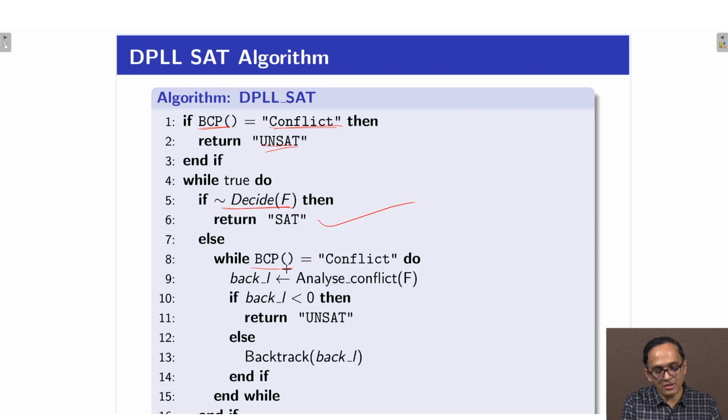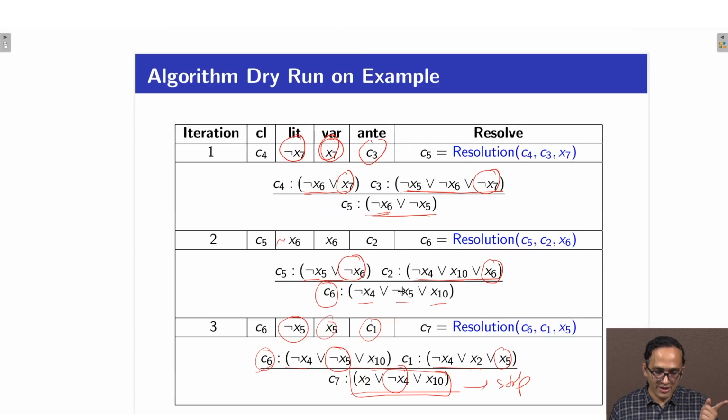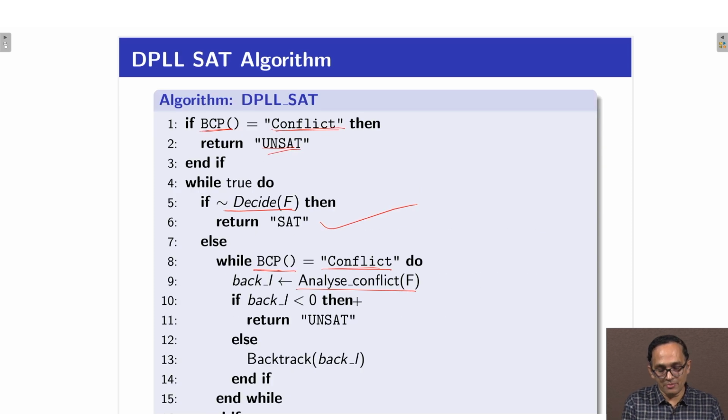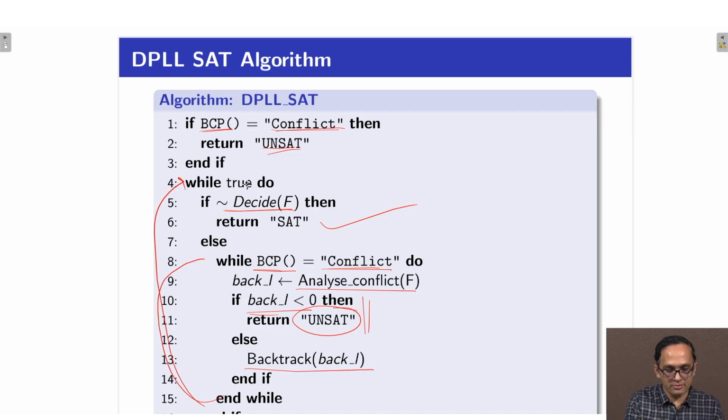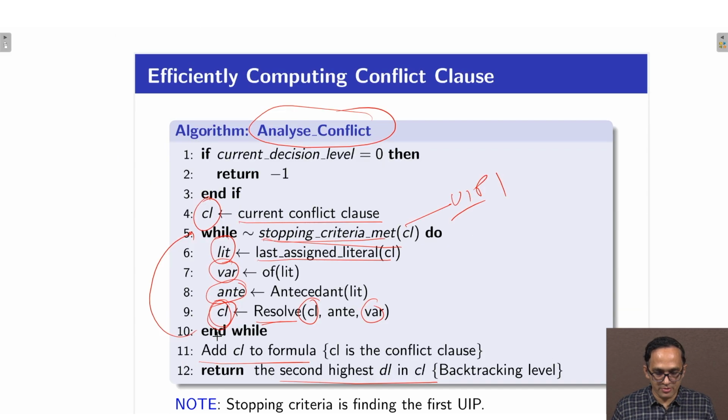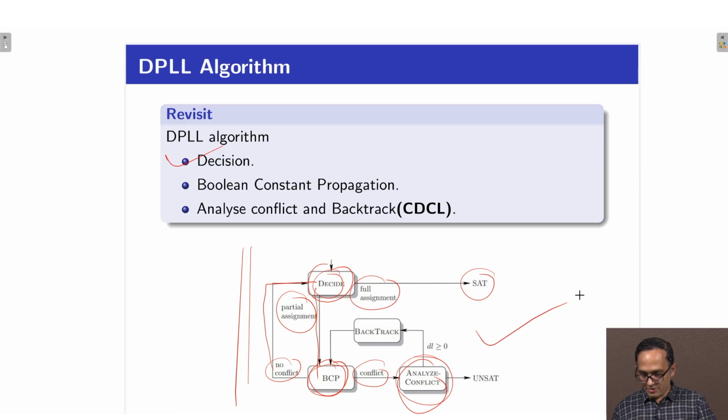Otherwise, we will do the BCP, and if BCP reaches a conflict, I will call this analyze conflict function that I have already discussed, and if the backtracking level that it returns is less than 0, then I will basically say unsat. This can only happen if you got some conflict in decision level 0 itself. Otherwise, you do the backtrack and you go back and again take a decision and do this. So, effectively this is the loop, this is the algorithm in detail.